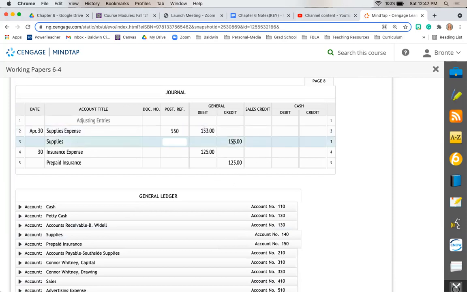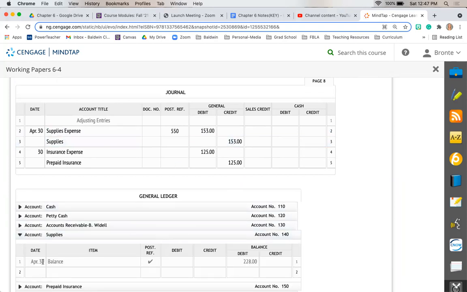Next is supplies with a credit of 153. Now remember, supplies is normally a debit balance. Post ref is page 8. It's getting a credit of $153. Supplies has a debit balance. I'm going to have to subtract these two. So 228 minus 153 is going to give me a $75 balance in supplies. Last, I take my account number 140 and plug it in.